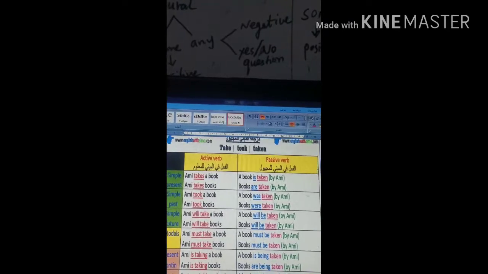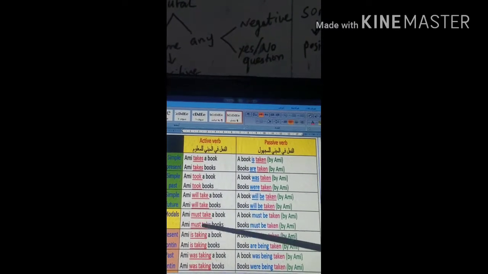They said if it's simple present or simple past, what I am doing here, look, Amy takes a book, a book is taken. So I'm using what? Is or are if the subject is plural. Here in simple past, I will use was or were. Then look at future or modals, will and must. Look what I'm doing. Just after the modal, I have to write be. And then the verb infinitive here in the active will be in past participle.